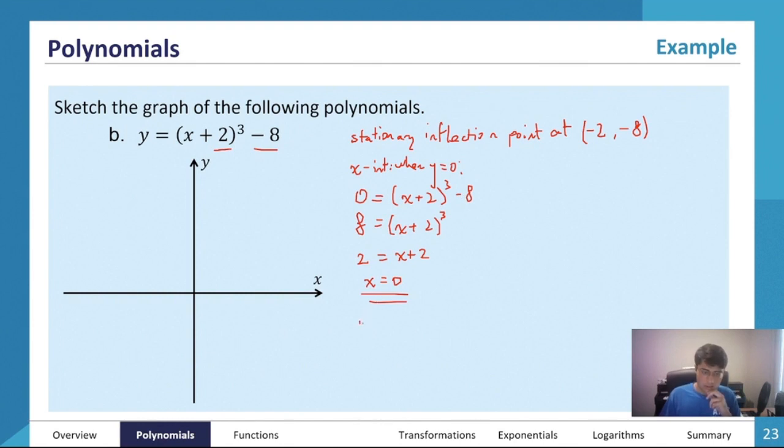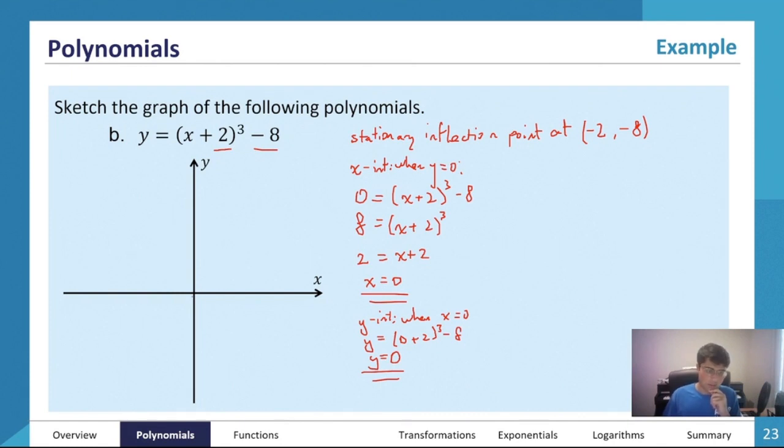Y-intercept. We set x equal to 0. So we get y is equal to (0 plus 2) cubed minus 8. And that's just going to be 2 cubed minus 8, which is 8 minus 8, which is 0. Again, this is a bit of redundant information, because if we have an x-intercept at x equals 0, then that means that's also going to be our y-intercept.